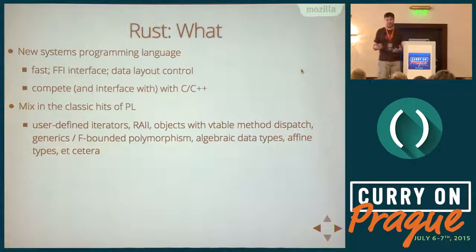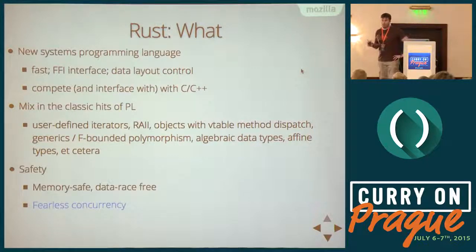So we want to mix in all these classic ideas, drawing from the best-of-breed stuff, stuff from C++ like RAII, but also things from the ML and Haskell and et cetera communities with generics and F-bounded polymorphism, et cetera, pattern matching, all that great stuff. But perhaps most importantly, the most exciting thing about Rust is the focus on safety.